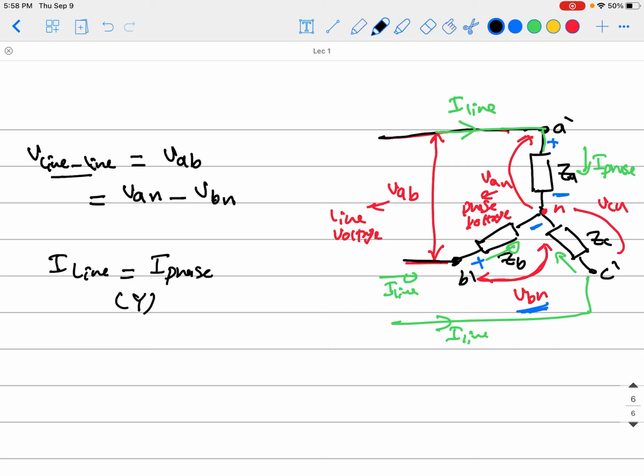So the line-to-line voltage is different from the phase voltages here because the line-to-line voltage is VAN minus VBN, okay? But the line current equals the phase current, as long as you're talking about a Y connection. Okay, guys?